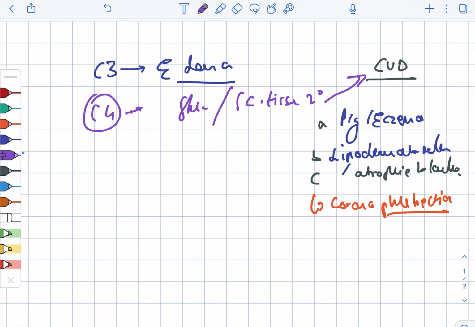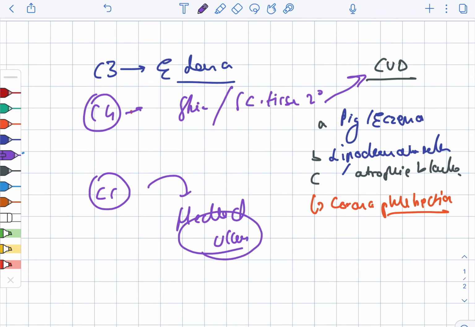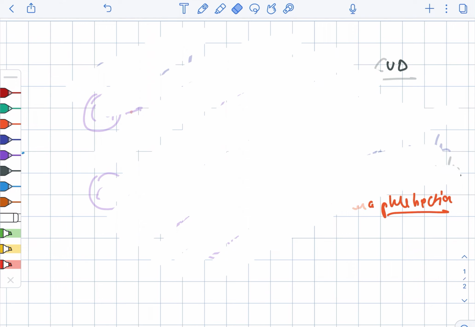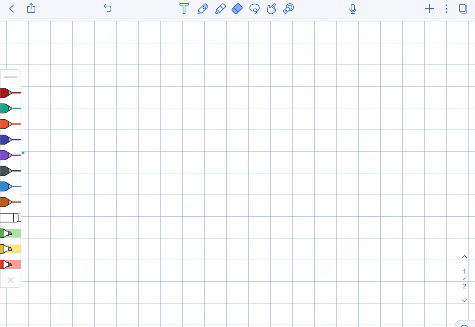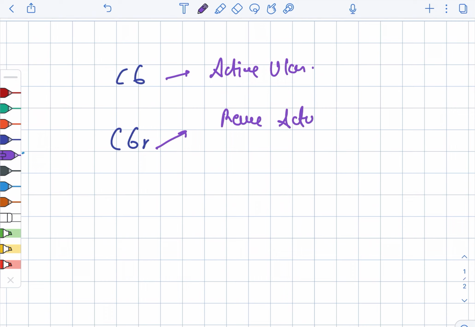Now we are looking at the C5. C5 refers to nothing but the healed ulcer. Then moving on, the C6 and the C6R. R stands for the recurrence. So what does the C6 stand for? The C6 stands for the active ulcer. And looking at the C6R, it is nothing but the recurrent active venous ulcer.